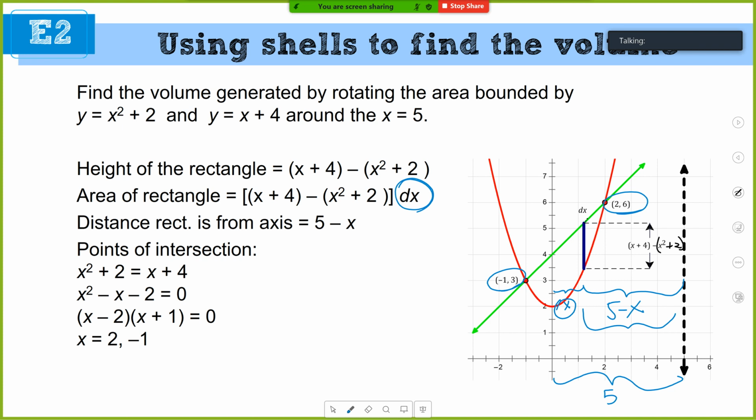Okay? Anything else? Okay, now we put all the puzzle pieces together. I've got the area of the rectangle. I've got the distance from the rectangle to the axis of revolution. I now have my limits of integration. Oh, by the way, are my limits of integration from 3 to 6 or negative 1 to 2? Why? Because that's where the bounded region is, and the 2 to 6 is going to be the whole of the shell, of the inner part.